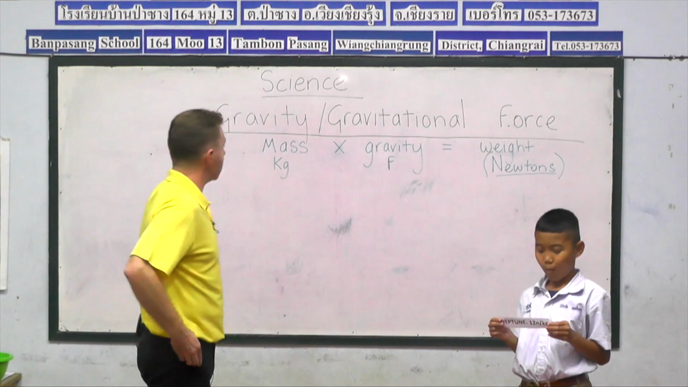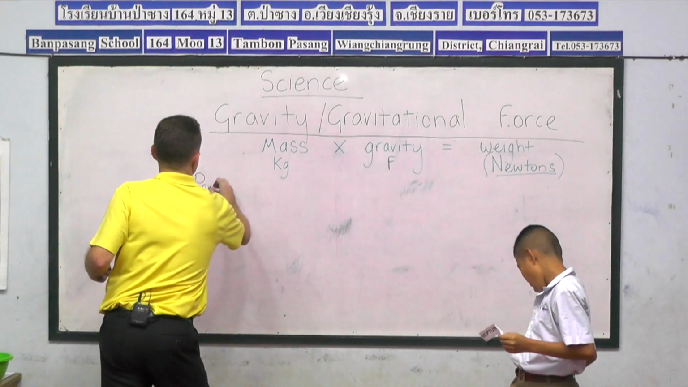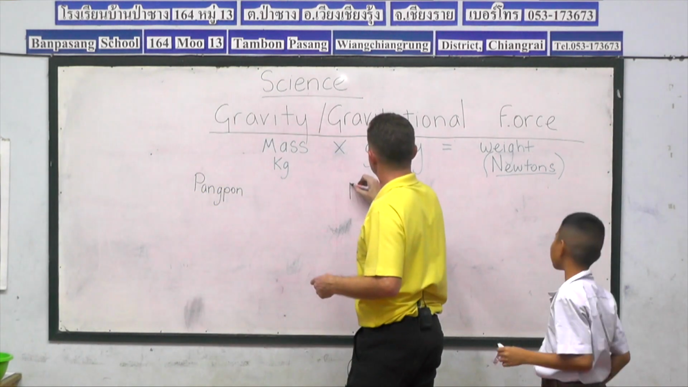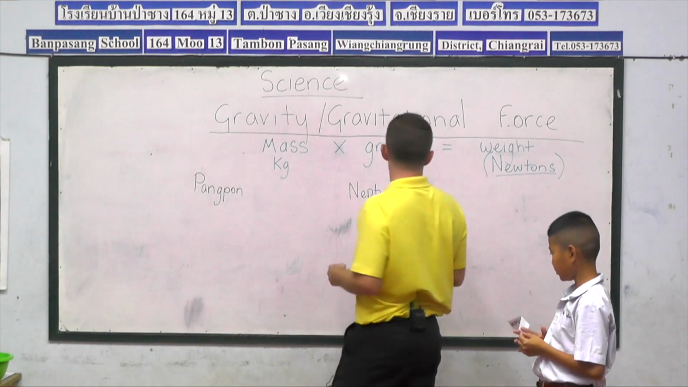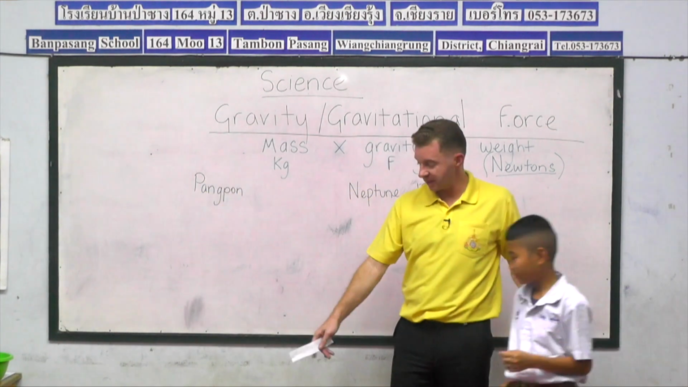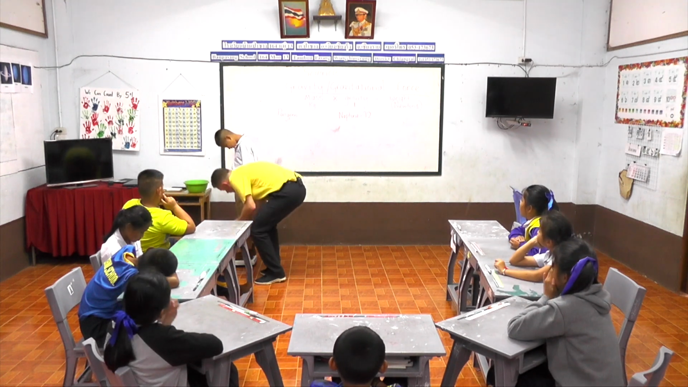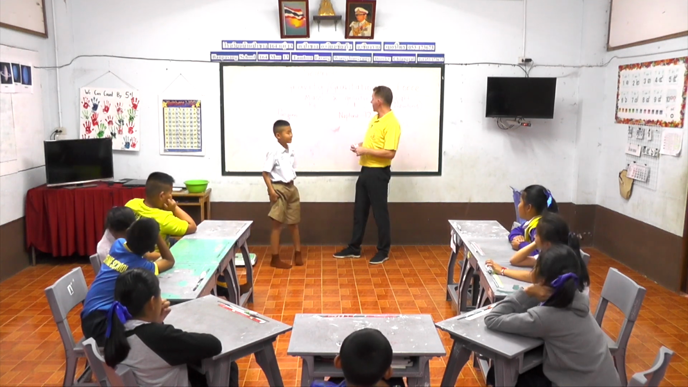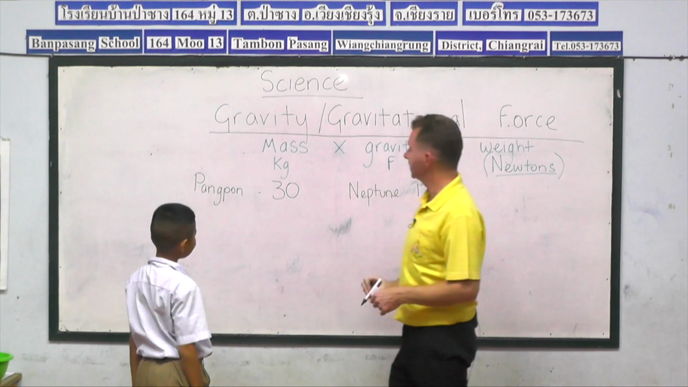In fact, I'll write this in black so we can see. So Bangpon is going to Neptune. And the gravitational force on Neptune is 12. Okay? So what we need to do now, Bangpon, can you stand on the scales? So let's stand up straight so we can get your weight. And let's see, in kilograms, 30 kilograms. Okay? So Bangpon's mass, sorry, is 30 kilograms.